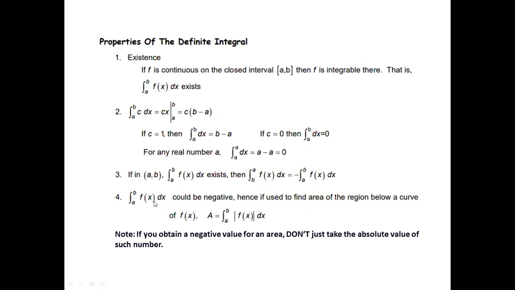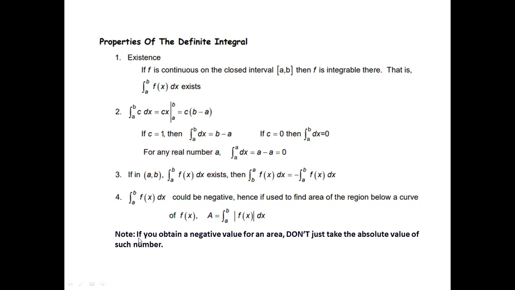If the integral of the function could be negative, and if it is used to find the area of the region below a curve, that particular negative value you can turn to positive because the area is below the curve. However, it's not always the case. You will learn about the details of determining the areas between curves, or between a curve and an axis, when we go to that particular topic.